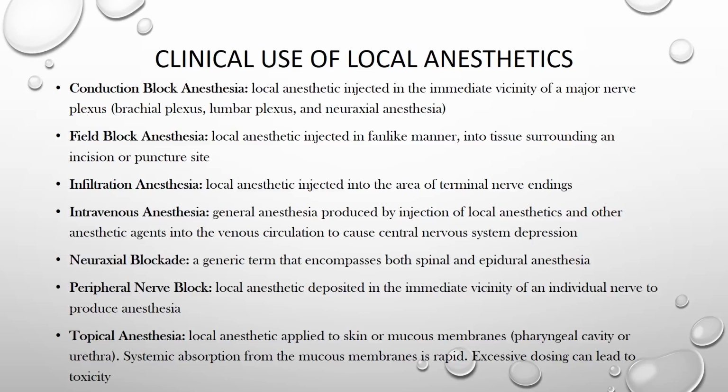Intravenous anesthesia is when general anesthesia is produced by the injection of local anesthetics and other anesthetic agents into the venous circulation to cause central nervous system depression. Neuraxial blockade is a generic term that encompasses both spinal and epidural anesthesia. Peripheral nerve block is when local anesthetic is deposited in the immediate vicinity of an individual nerve to produce anesthesia. Topical anesthesia is when local anesthetic is applied to the skin or mucous membranes, including the pharyngeal cavity or urethra.